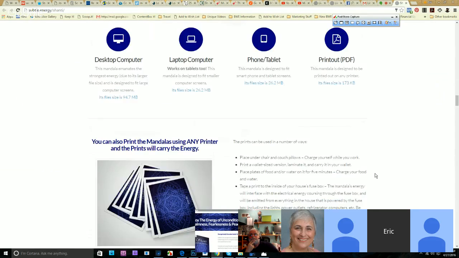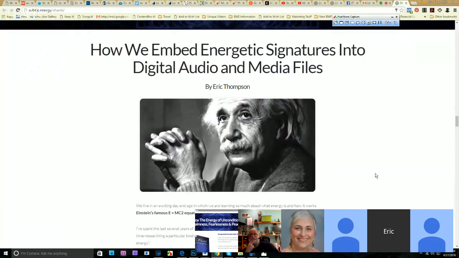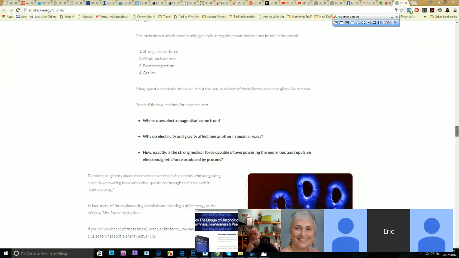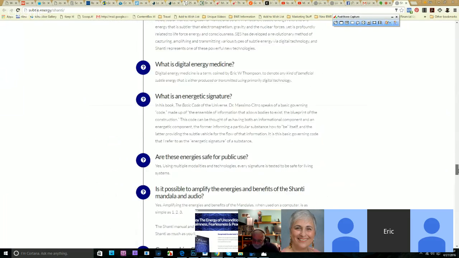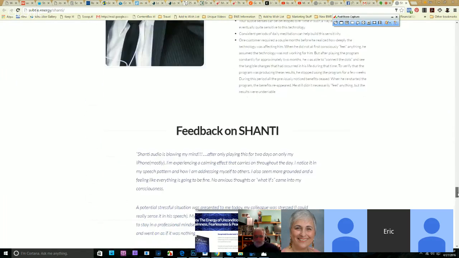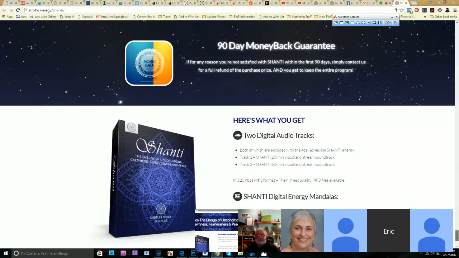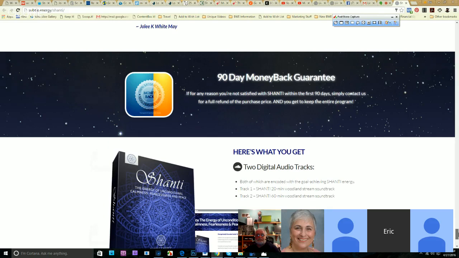The prints work great. And also, on this page, at times we've asked people, Eric, can you tell us some more about how you make the actual energetic signatures in digital and audio form? How do you do that? So we have a section on the Shanti page if you want to learn more about how I do that, which is pretty interesting, and we've got an FAQ on there. And of course the normal 90-day money back guarantee.